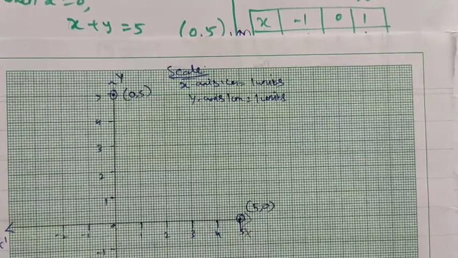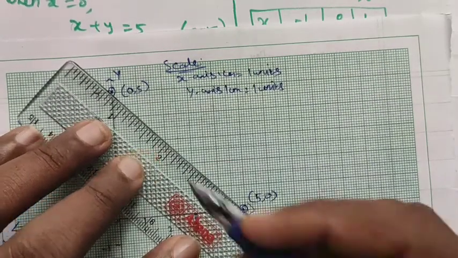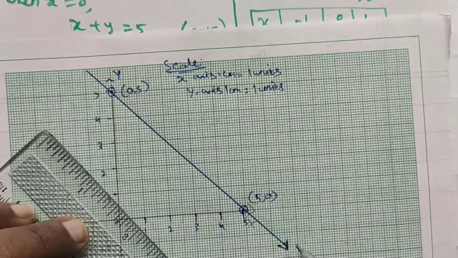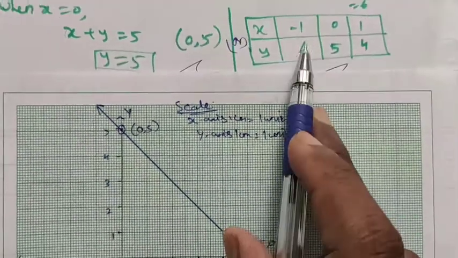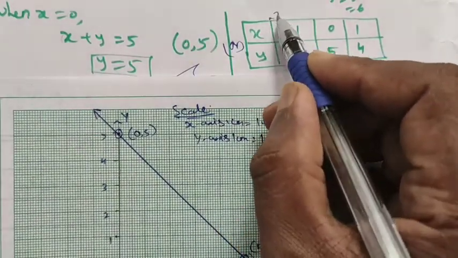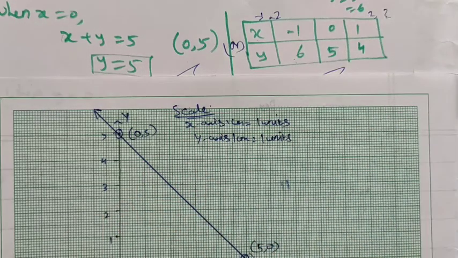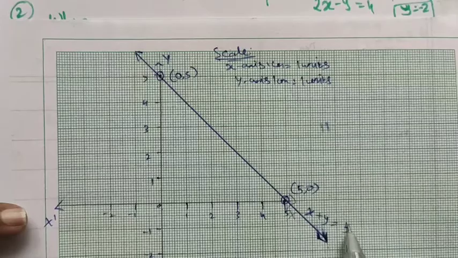If you draw a straight line for this, the straight line can be extended. How much do we need? We can extend it because we have taken only 2 values. By this we can take minus 2, minus 3 like this, and then 2, 3 will be extended. So this line of equation is x plus y is equal to 5, the first equation.